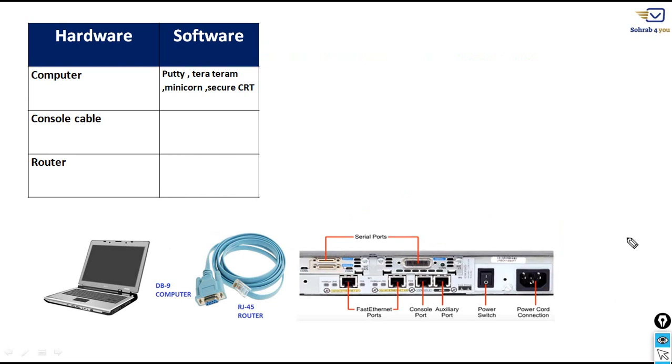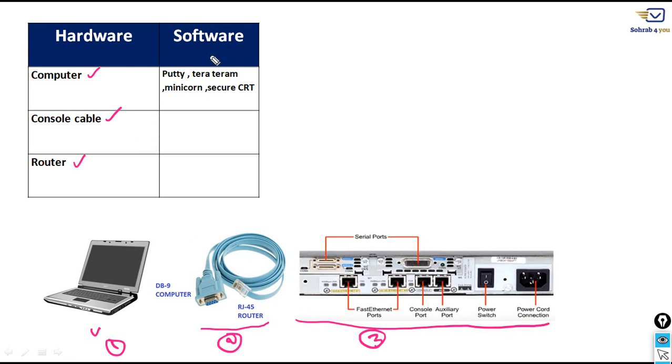Now, what is the requirement if I want to connect a router to the computer? First we have to think about the hardware requirements and software requirements. In the hardware requirements, we need one computer, one console cable, and one router. So our three physical components are the computer, the console cable, and the router.